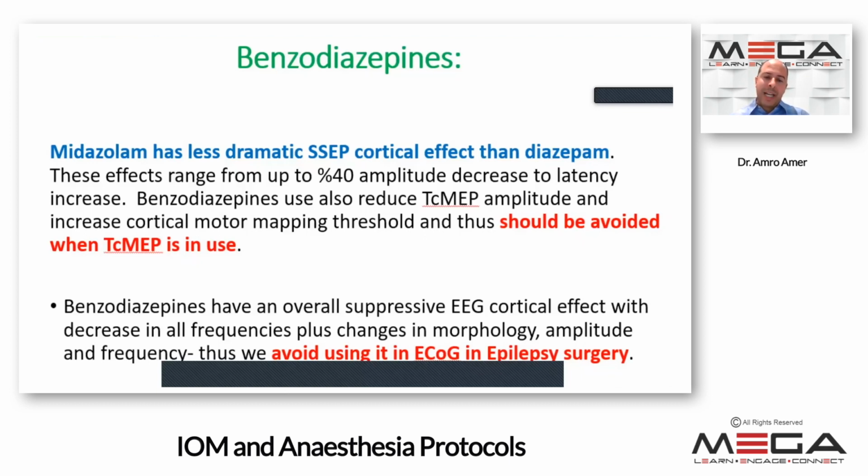For benzodiazepines, we actually avoid them in electrocorticography in epilepsy surgery because we are looking for the epilepsy zone. So really, we want to see the seizure activity, or slowing in the EEG. You want to see the epilepsy zone. If you give benzodiazepine, that will subside, and I would say no epilepsy.